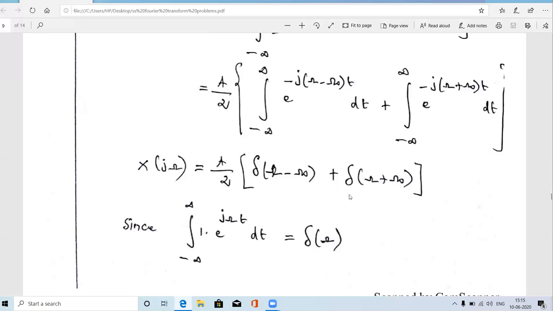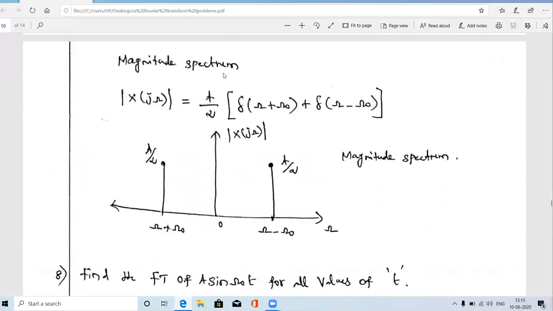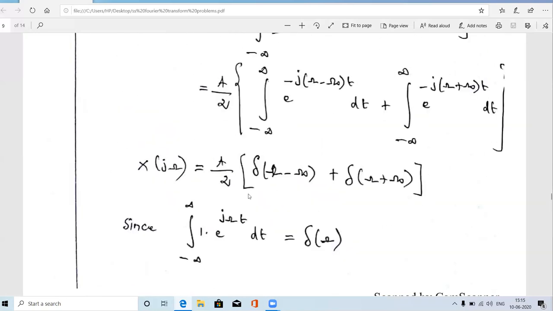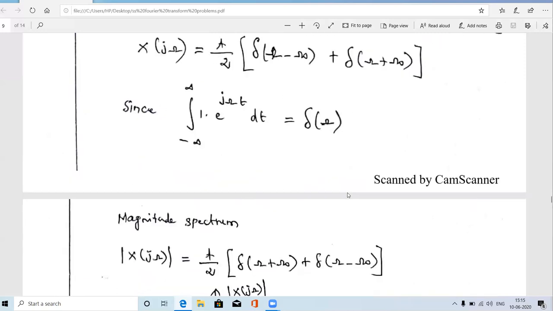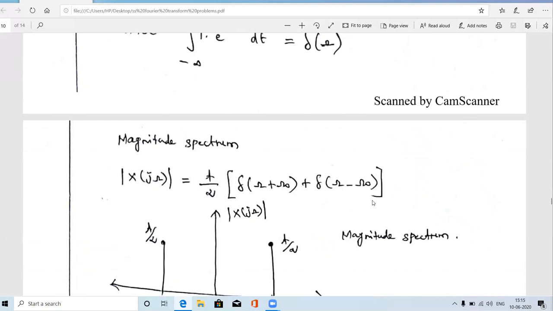Okay, and in that question they will ask you to draw the spectrum. So what is the spectrum? The spectrum has two graphs, the magnitude spectrum and the phase spectrum. Here the x of j omega answer does not have any imaginary part, only a real part. So the phase spectrum is 0. The modulus of x of j omega is the same as x of j omega, since x of j omega has only a real term.